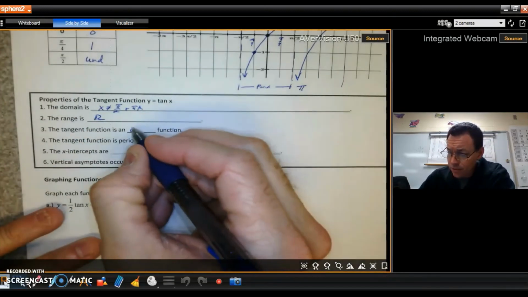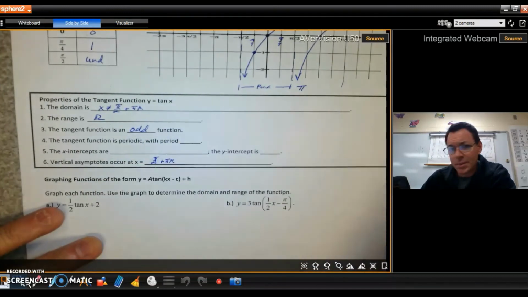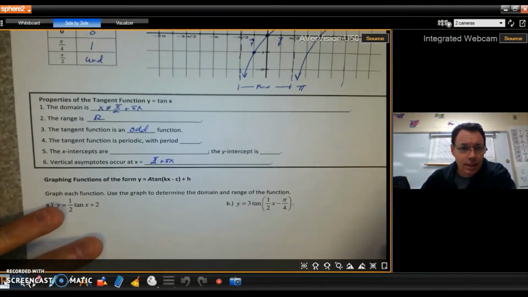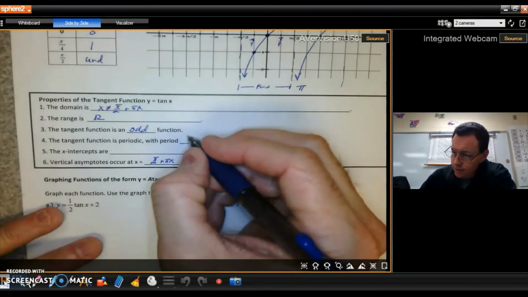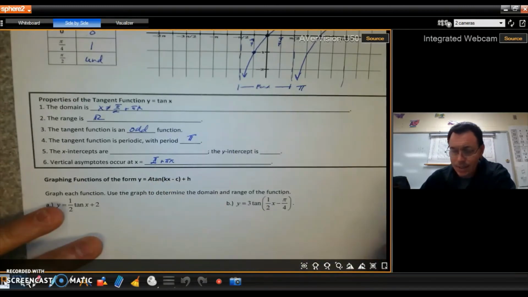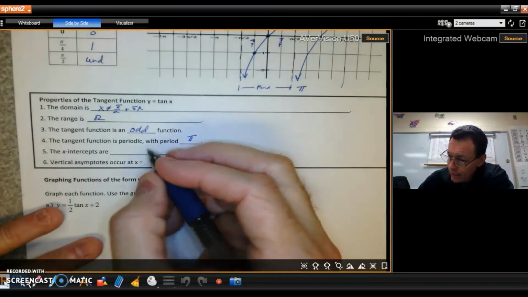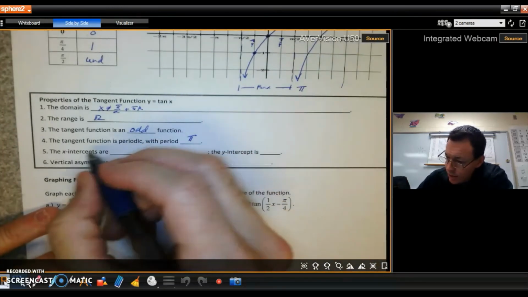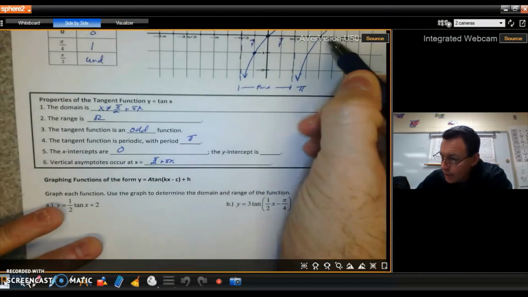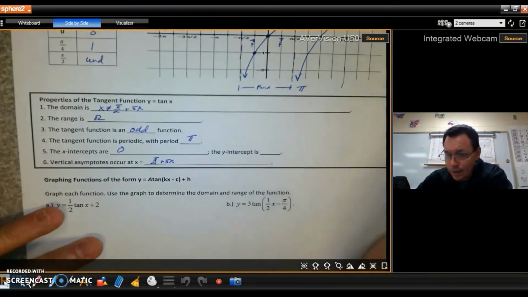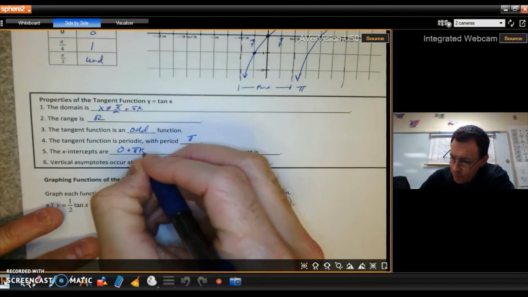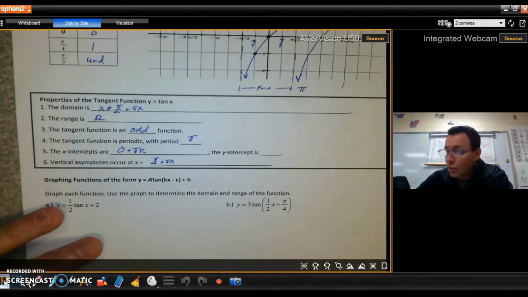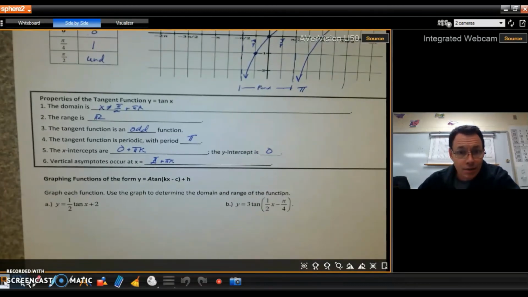Tangent function is also an odd function, just like the S-curve. If you flip that upside down, it's going to look identical. The tangent is periodic with a period of 1 pi, not 2 pi. So tangent and cotangent have 1 pi instead of 2. The x-intercepts: we've got one at the origin, so the x-intercepts are 0, and then we have another one at pi, and then 2 pi, and then 3 pi, so any multiple of pi, we're going to land on another x-intercept, and the y-intercept is also 0. That's it. Everything else is the same.